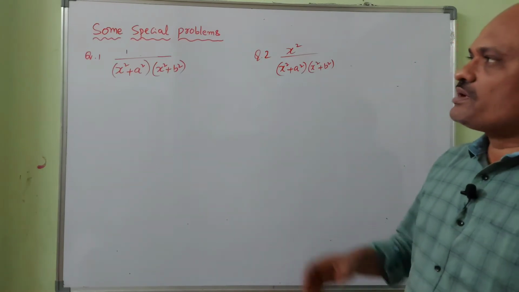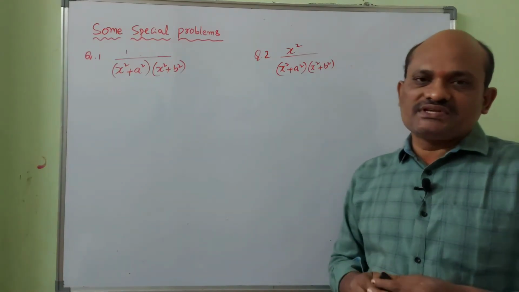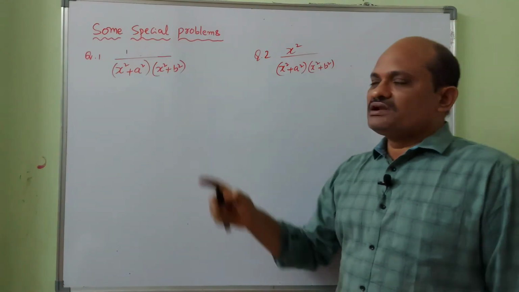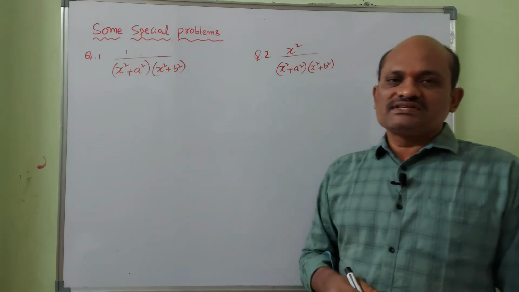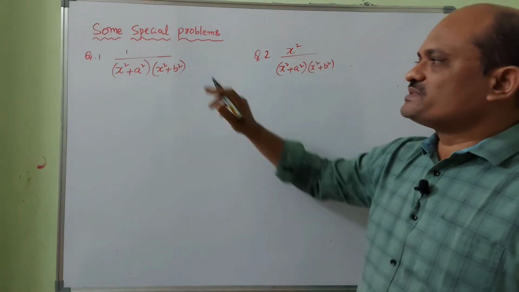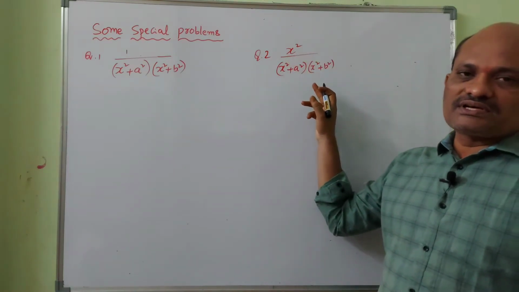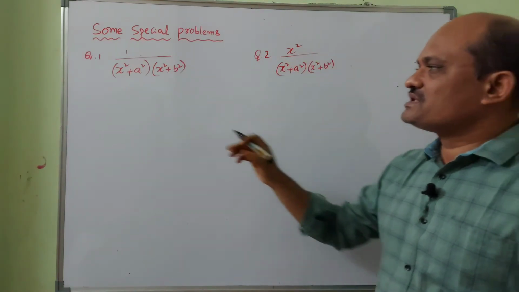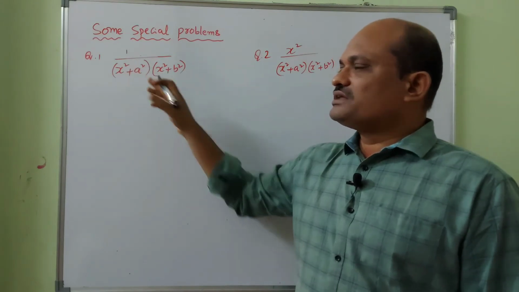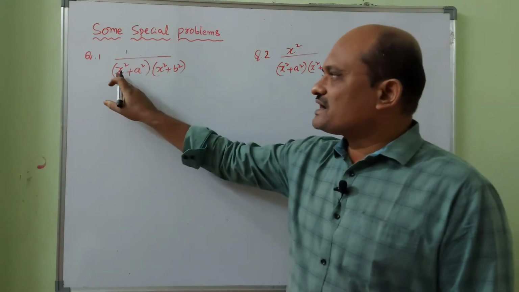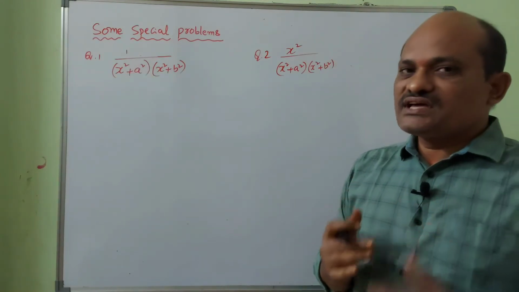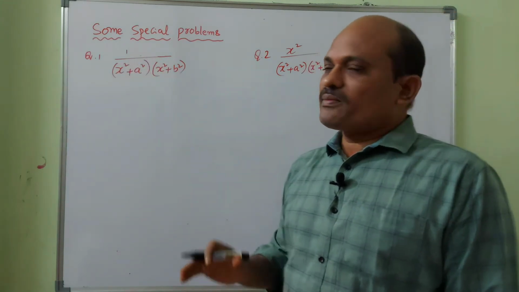Students, now I am going to discuss some special problems. Please observe question number 1: 1 by x square plus a square into x square plus b square. And second problem, x square by x square plus a square into x square plus b square. In these problems, x square is there. There is no x at all, only second degree terms are there with x square.